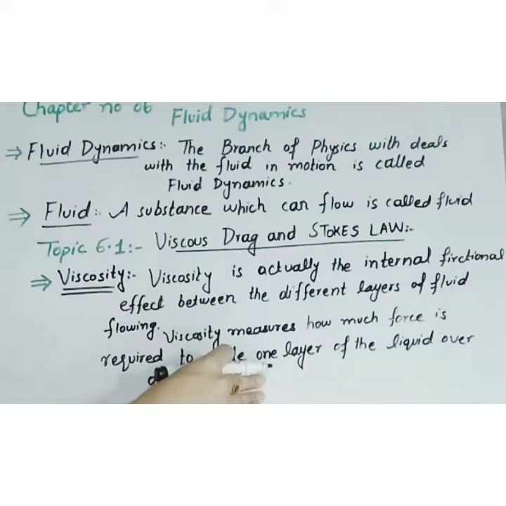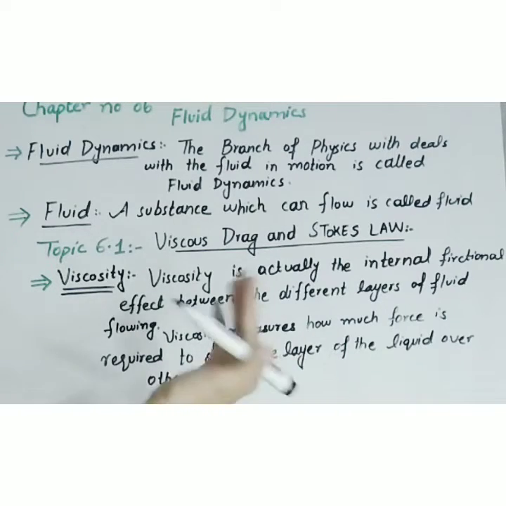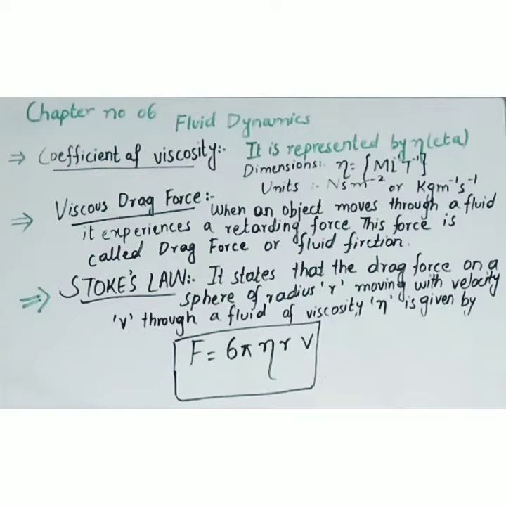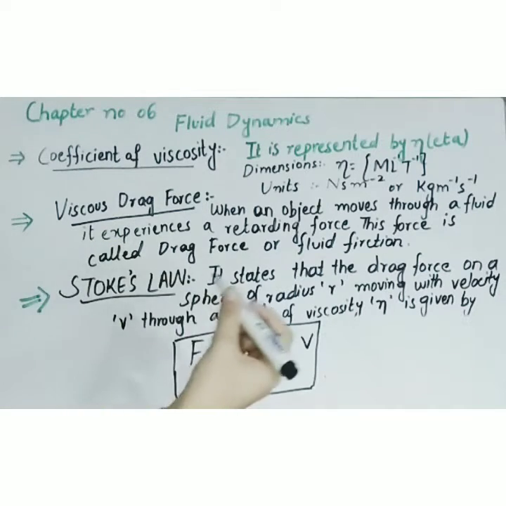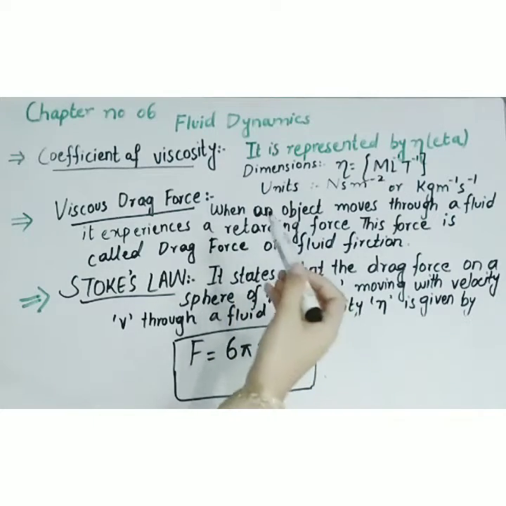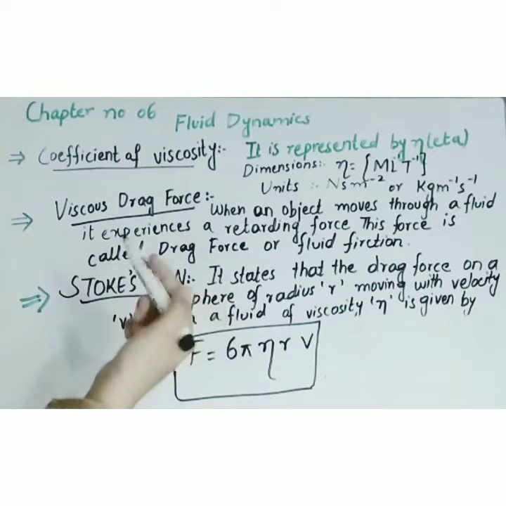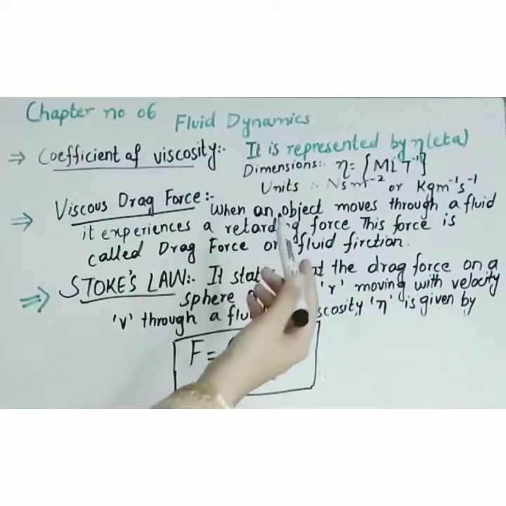Now we are moving forward and see the coefficient of viscosity, units of viscosity, and dimensions of viscosity. Then we further discuss the viscous drag force and also Stokes' law. First of all, we discuss the coefficient of viscosity. How do we represent viscosity? Viscosity is simply represented by the symbol eta.